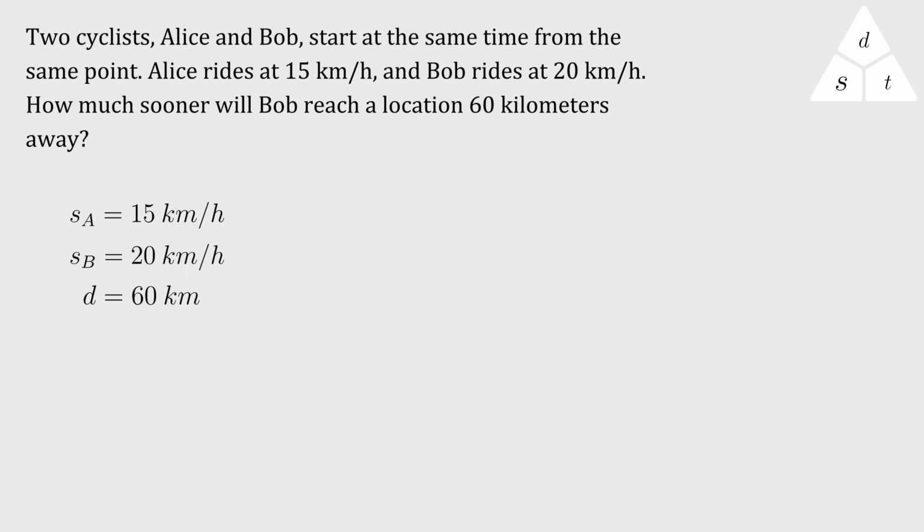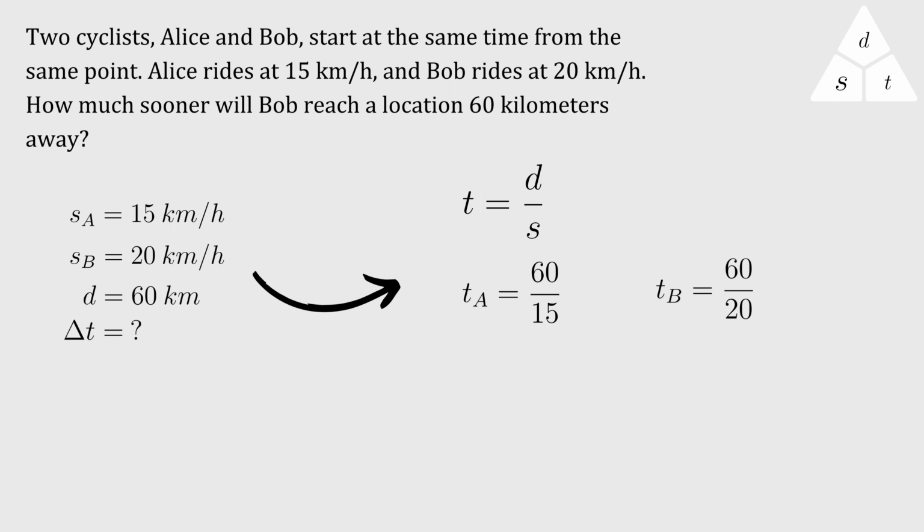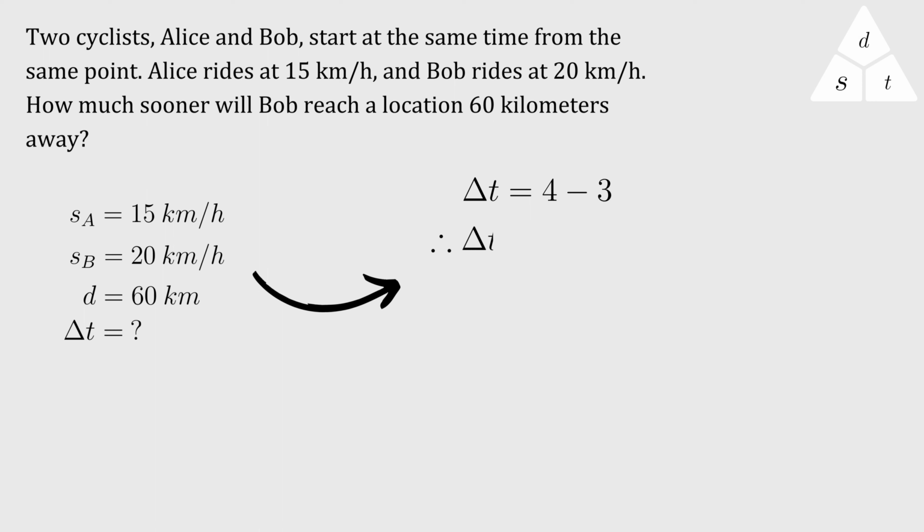The question wants you to find the change in time, and that is represented by delta or the triangle in front of the T. Close the T with your hand and see that time is equal to distance divided by speed. Work out the two different times for Alice and Bob, and you get 4 hours for Alice and 3 hours for Bob. The change in time is calculated by subtracting Bob's time from Alice's time, and thus you have shown that Bob arrives at the location 1 hour earlier.